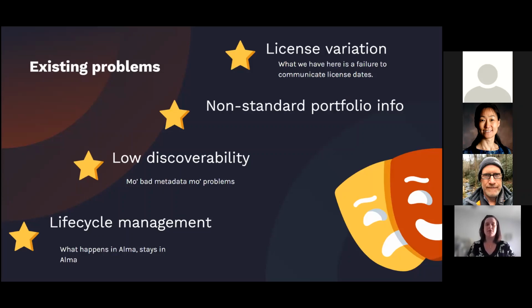We were using KBART files, so these titles weren't discoverable. Our portfolio information, since we hadn't standardized our workflow, was all different between the different portfolios, depending upon how somebody entered it, whether it was a batch process or individually, manually. Alma's not set up to handle license variation on a title level in a collection. It's only really optimized for collection level licenses.